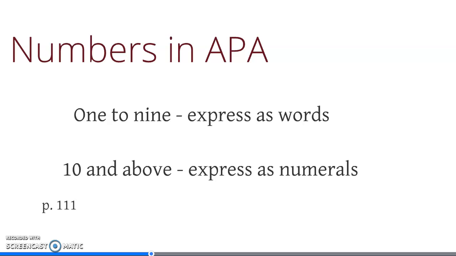APA also has specific rules for how we deal with numbers. If you are writing out something that is from numbers 1 through 9, you express it as words. So if you have 1 student, it will be one student. But for numbers 10 and above, you express them as numerals. So if you have 11 students, it will be a numeric 11 students.